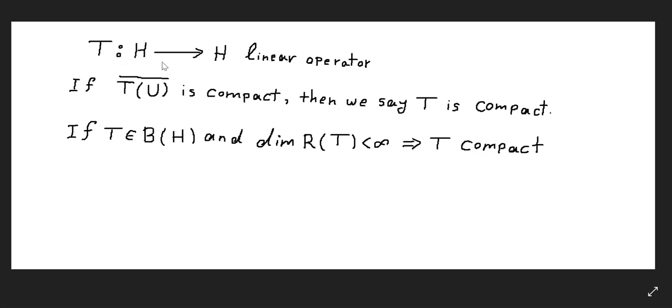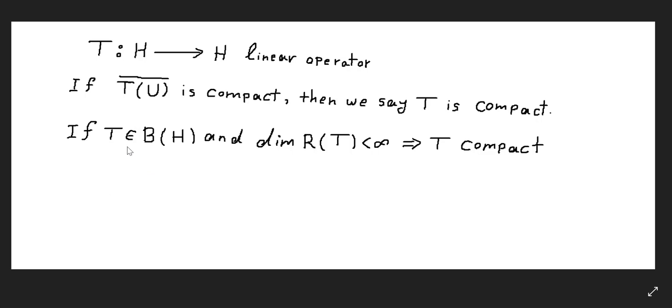If you have a linear operator on a Hilbert space H, we said that if the closure of TU, what is U? U is the open unit ball in H, okay? Open unit ball in H. If I'm not mistaken, on page 49, you can see the definition. We already discussed. So if the closure of TU is compact as a subset of H, then we say T is a compact operator.